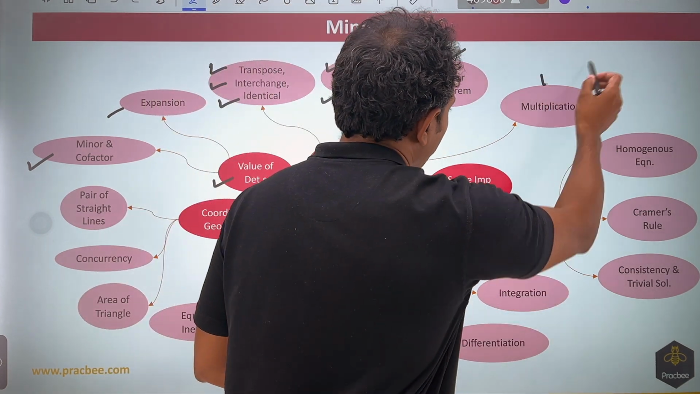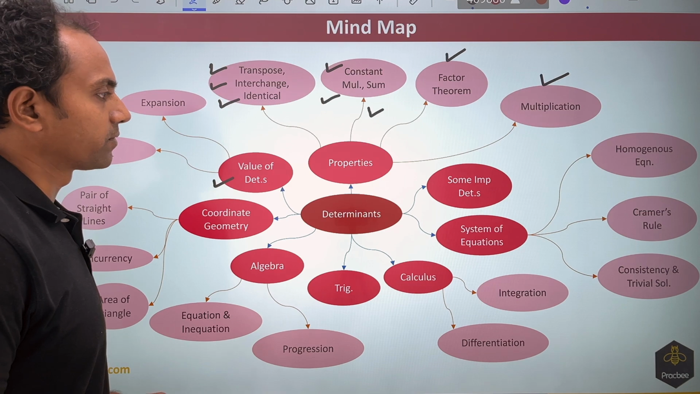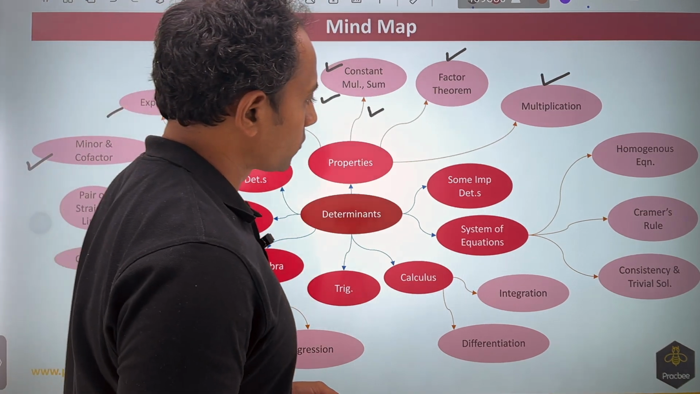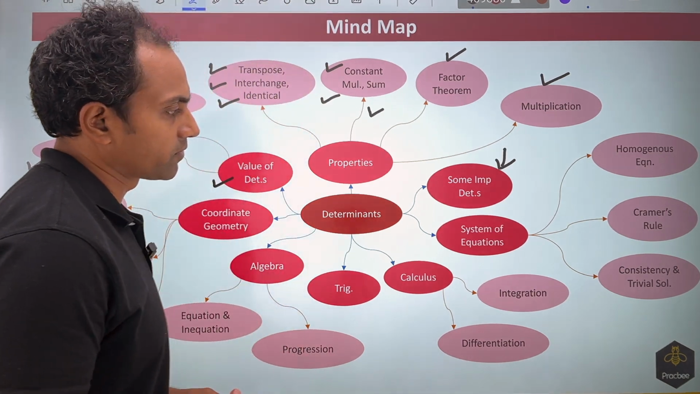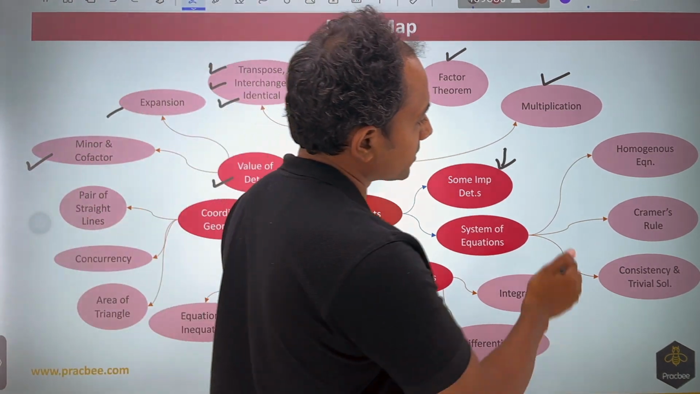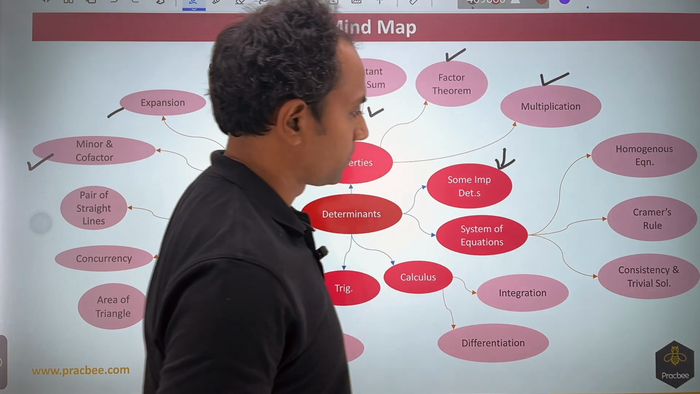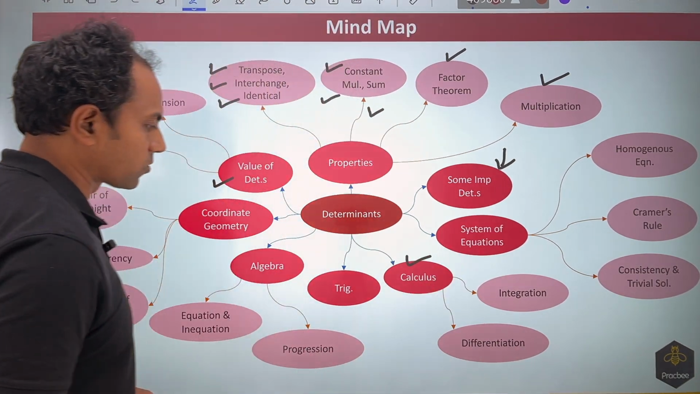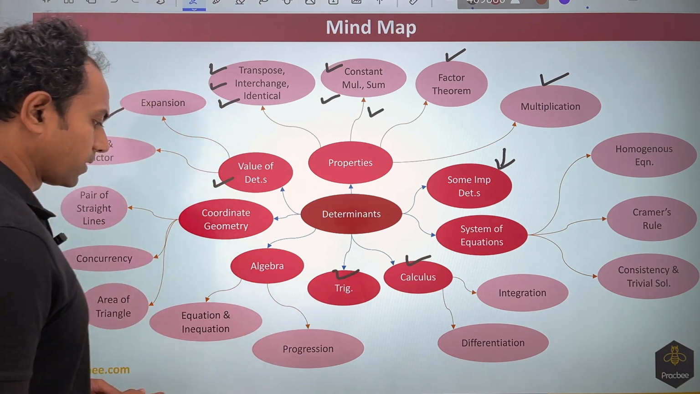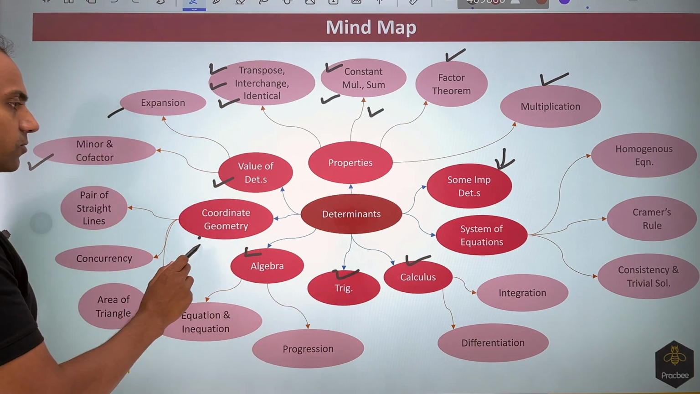We use the multiplication idea to find the value of determinants. And finally, we move towards some important results that we should remember in order to get the values of determinants right. How to solve system of equations using Cramer's rule. What kind of questions can be framed using calculus, trigonometry, algebra and coordinate geometry.